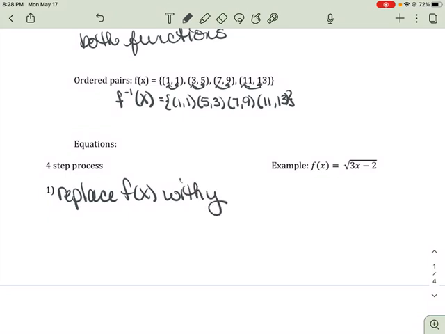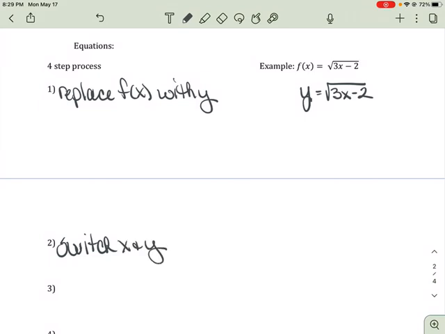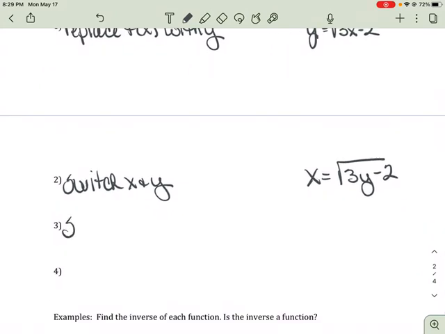And the reason we want to do that is that if we're going to interchange x and y, we can't do that if it says f of x. So we're going to make this y equals the square root of 3x minus 2. There it is. Okay, second step. Switch x and y. Now, when I say switch x and y, I literally mean switch the letters. So make this x equals the square root of 3y minus 2. That's it, like switch the letters, nothing else.